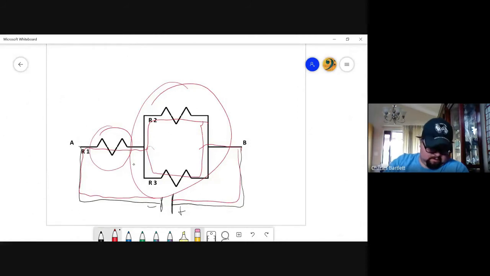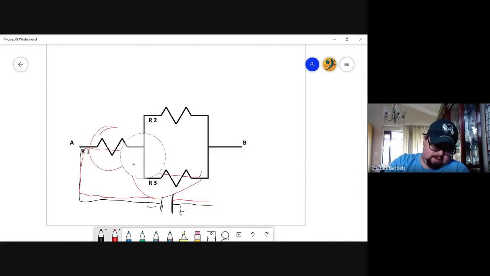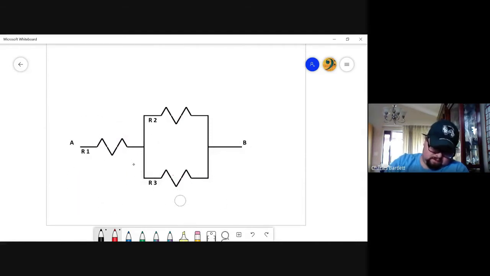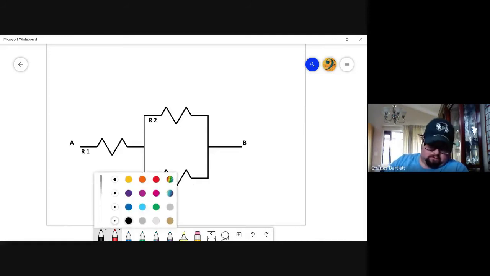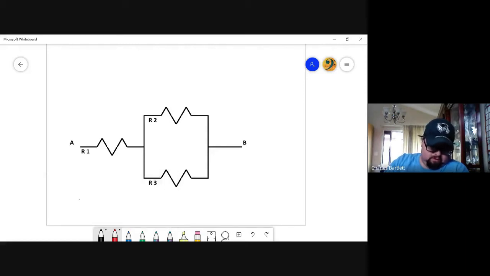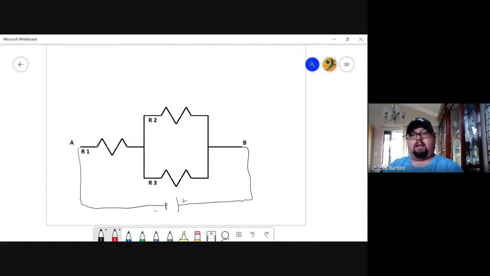All right, so let's erase all of this and focus on the parallel circuits. Do we need to remind ourselves that we have a power source? I don't think it'll hurt to remind ourselves that we have a battery here for our circuit to actually be complete.